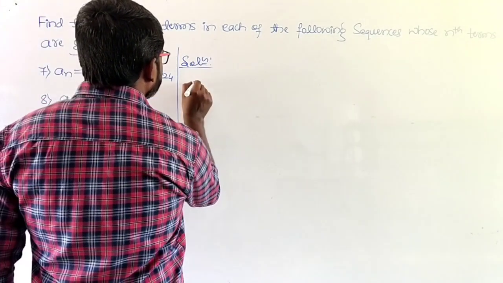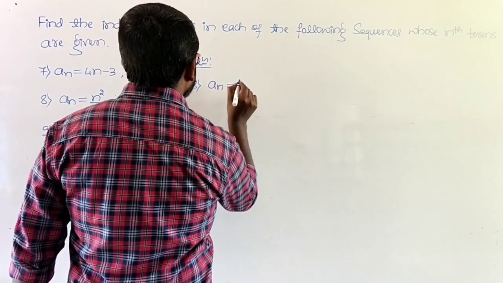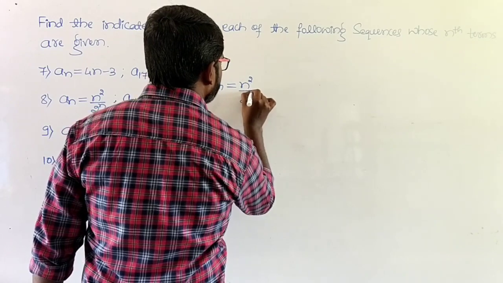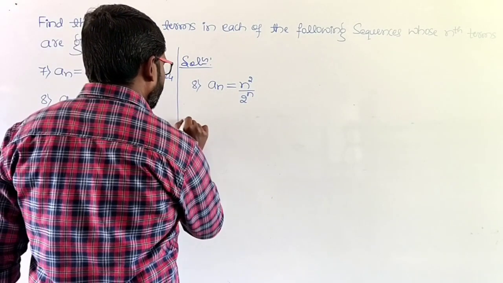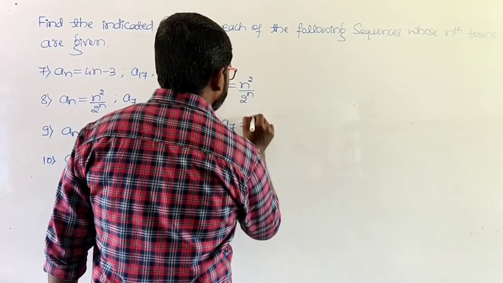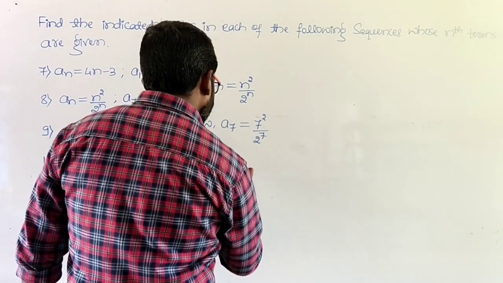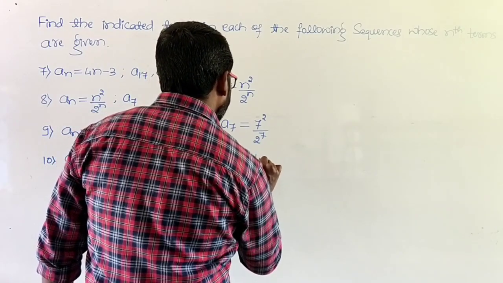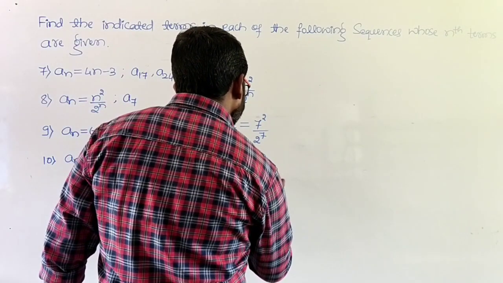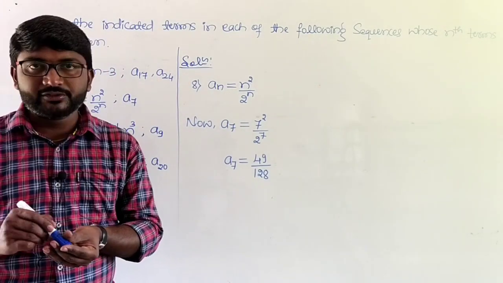The eighth problem, it is a_n equal to n square divided by 2 raised to n. So here we have to find a7. Now a7 is equal to 7 square divided by 2 raised to 7. So a7 is equal to 7 square, which is 49, and 2 raised to 7 is 128. So it is 49 divided by 128. This is the eighth one. Then we'll move on to the ninth problem.